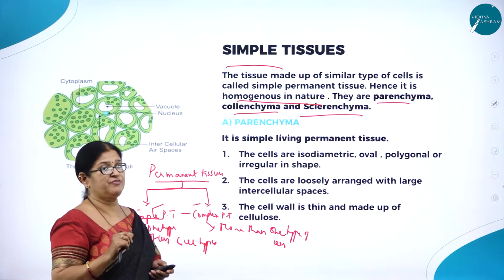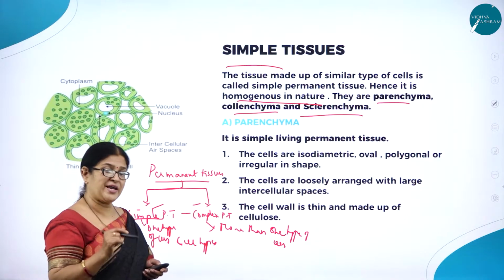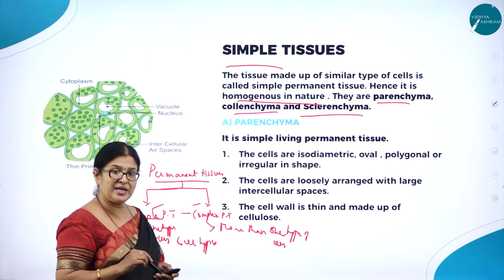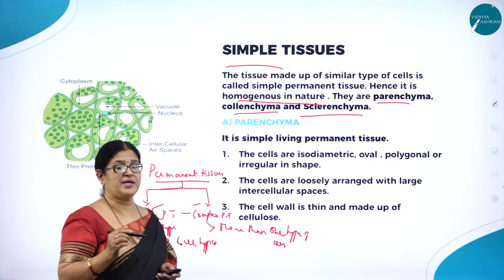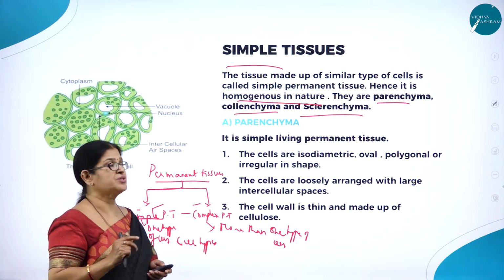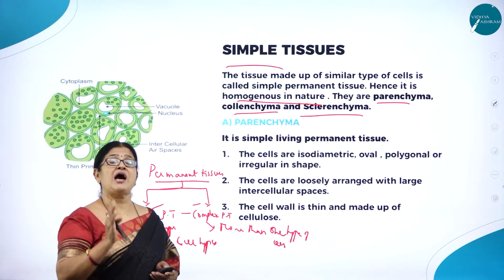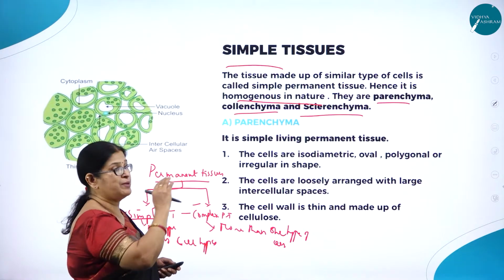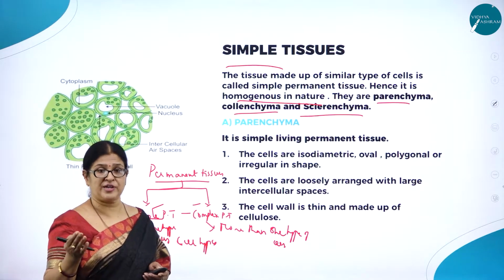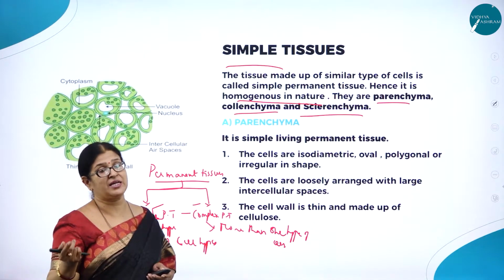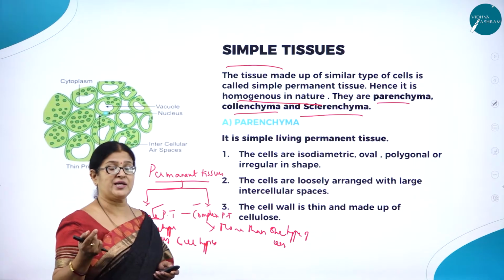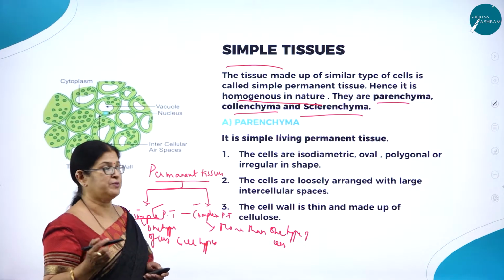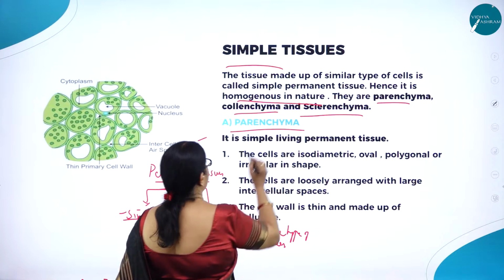What are the three types of simple permanent tissue? One is parenchyma, which is a food storage tissue. Second one is collenchyma, which is a living mechanical tissue. And sclerenchyma is a dead mechanical tissue. So simple permanent tissues have a specific function to perform. For example, parenchyma, food storage is its function. Collenchyma, to give mechanical support. Sclerenchyma, to give mechanical support to the plant body. Now let us study one by one about the simple permanent tissue. First and foremost is parenchyma.